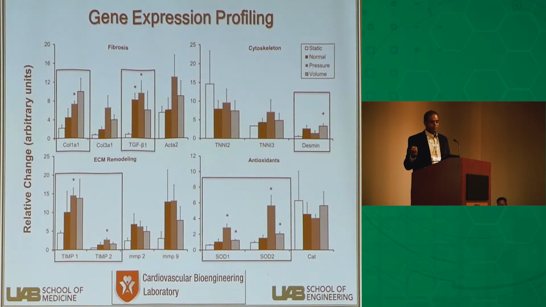Preliminary gene expression profiling, and once again, we probably need more sample size for this. Looking at genes responsible for fibrosis, cytoskeleton, ECM remodeling, and oxidative stress. With pressure overload, we see a statistically significant increase in collagen 1 and TGF-beta, along with SOD1 and SOD2, and TIMP1 and TIMP2. With volume overload, we saw a statistically significant difference in desmin, along with SOD1 and SOD2.